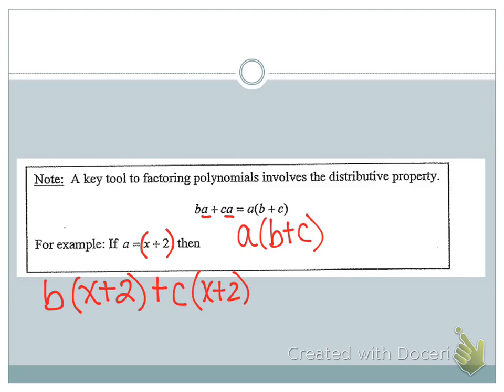So this is showing us that we can factor out more than just one term. We can factor out a set of parentheses. So equals, again, instead of this a, I'm going to put my x plus 2 and then my parentheses b plus c. So what this is showing is that we have a set of parentheses that acts as our GCF. It's a little bit different from what we've seen before. And once we took out that set of parentheses, what was left was b plus c.